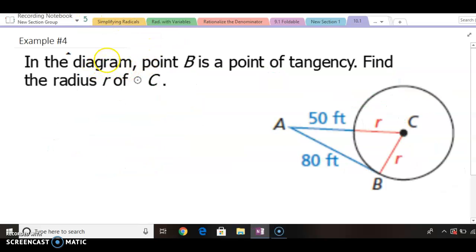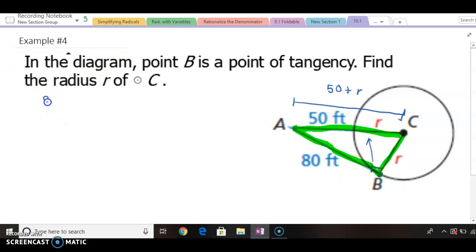All right, let's look at example 4 now. It says, in the diagram, point B is a point of tangency. So if it's a point of tangency, that means this has to be a right angle. Find the radius. Once again, we're going to focus on this right triangle here. This side is just 50 plus r, and that would be my hypotenuse. So I could say 80 squared plus r squared has to equal (50 plus r) squared.